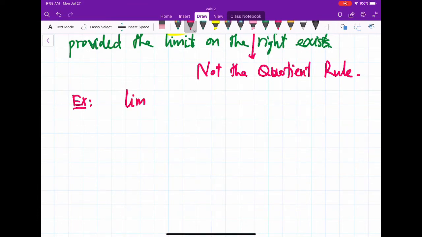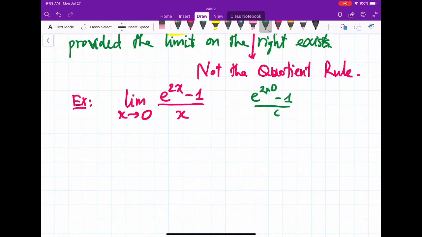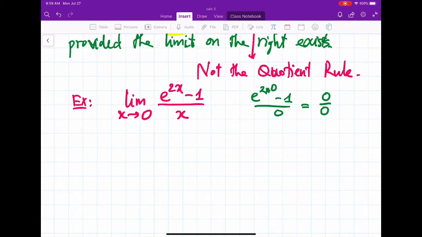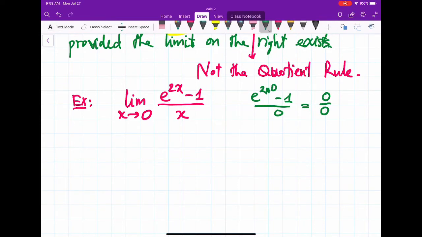Let's evaluate the limit of (e^(2x) - 1) over x at 0. So you plug 0 into the function, you get e to 2 times 0 minus 1 over 0, and that is 0 over 0. Both functions are differentiable, as we know. x is, of course, differentiable, and the exponential function is also differentiable. We can use L'Hopital's rule, right? Let's try to use that.